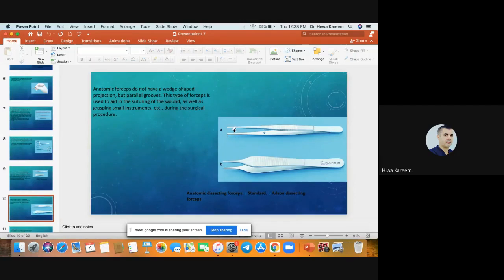This is used for grasping the suture of the wound, suture during the closure of the wound, and the other type is for grasping the soft tissue.